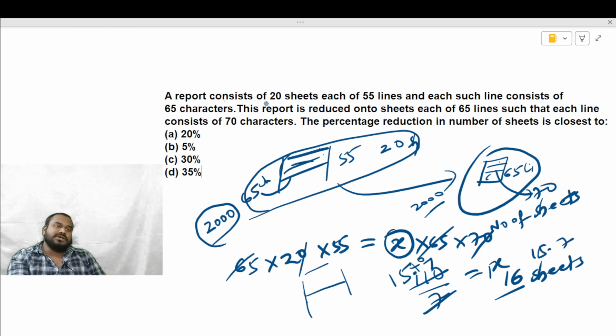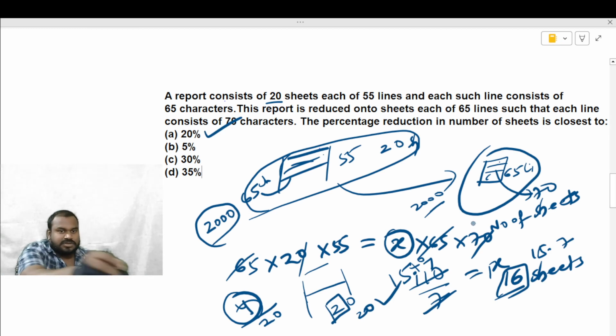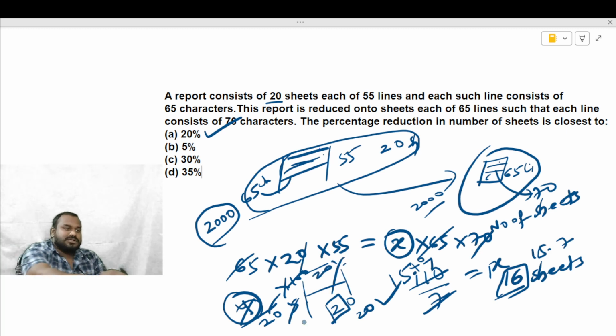Initially it was 20, now it is 16. How much is it reduced? 4 is the reduction value. Out of 20, you need to find 4 out of 20 is how much percent. Simple thing, right? In 20, 2 is 10%, 4 is 20%. You don't need to calculate. It is reduced by 20%. Or else if you want to calculate, 4 by 20 into 100. 4 ones are 4, 5 fives are 5, 20 there. That is the answer.